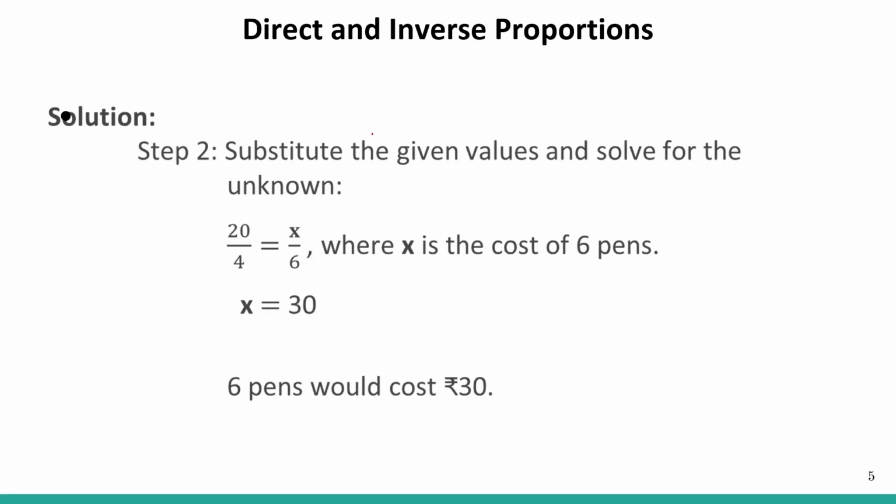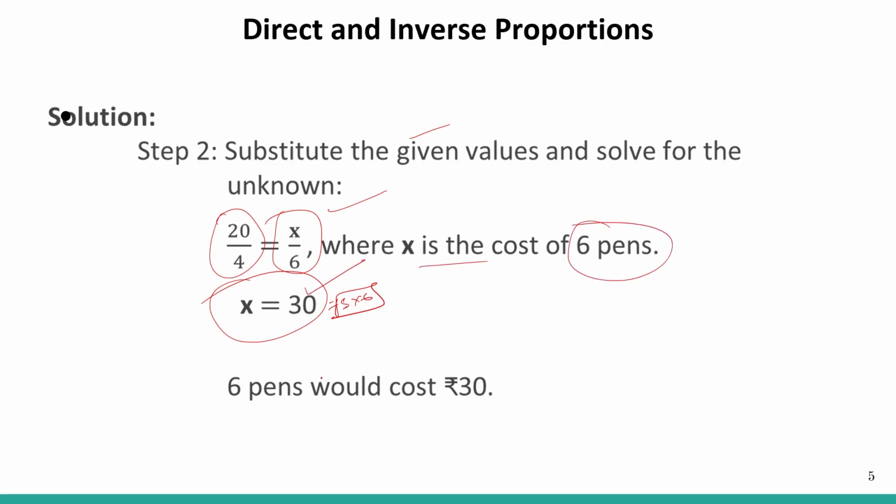Substituting the given values and solving for the unknown, that is 20 by 4 is equal to x by 6. So x is equal to 30, which is 5 into 6. So x is the cost of 6 pens, that is 30 in this case. So 6 pens would be costing you 30 rupees.